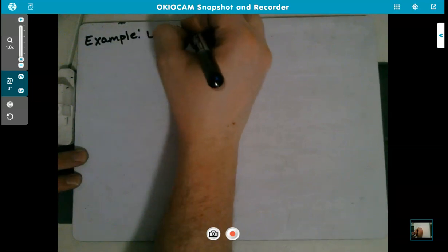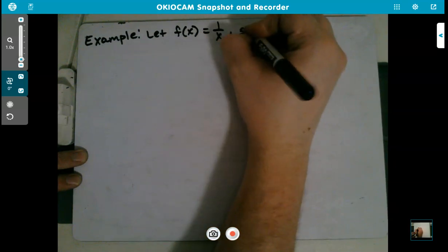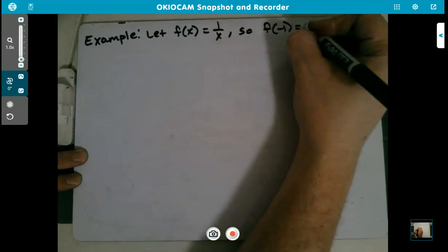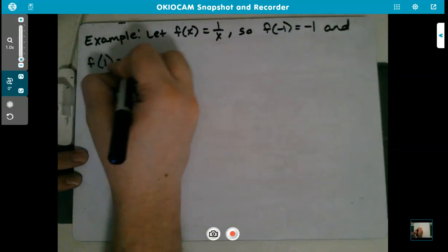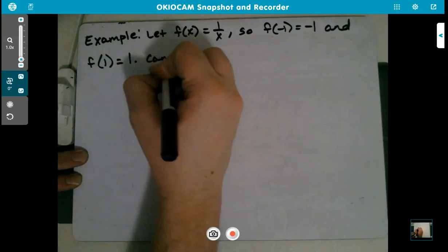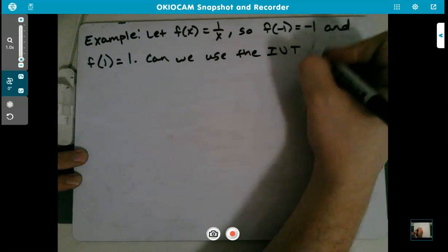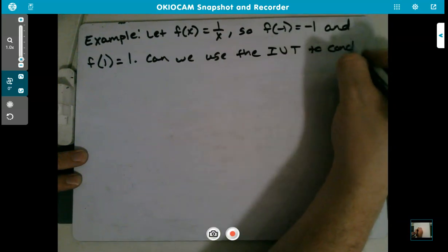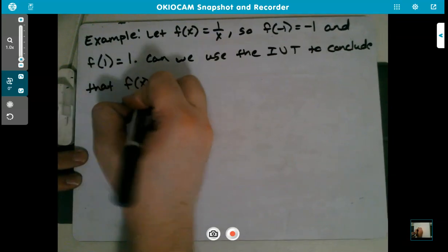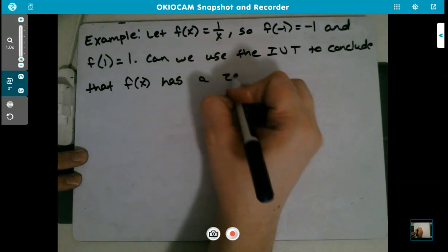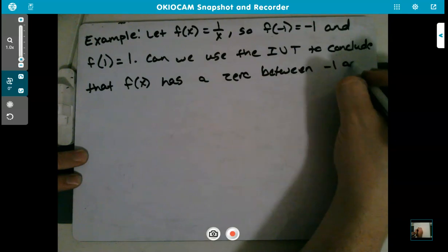Let f of x be equal to 1 over x. So f of negative 1 is equal to negative 1, and f of 1 is equal to 1. Can we use the intermediate value theorem to conclude that f of x has a 0 between negative 1 and 1?